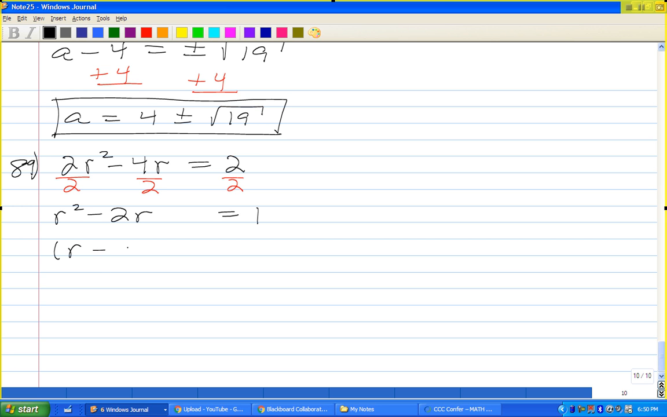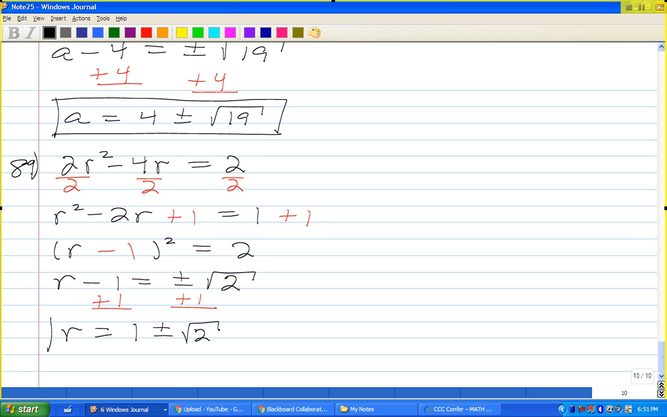So now let me complete the square. Since there's a 1 in front of the r squared, that's why I divided by 2, so there would be no 2 there. Then I can just take negative 2 divided by 2 is negative 1. Negative 1 squared is 1. So I can add 1 to both sides of my equation. By the square root property, I have that r minus 1 is equal to plus or minus rad 2. Add 1 to both sides of your equation. So I get that r is equal to 1 plus or minus radical 2. And that is your answer.